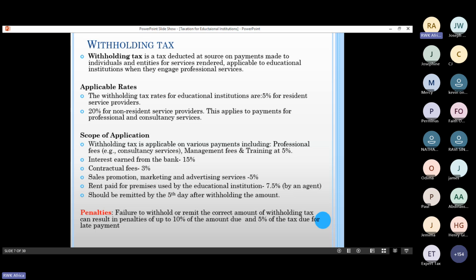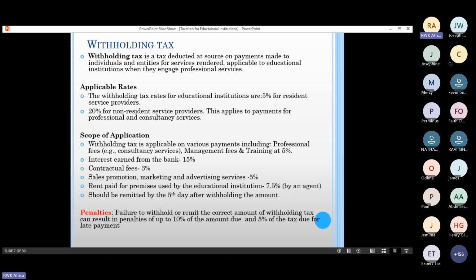to pay the tax. The withholding agent applies for the VAT only, but for the other withholding taxes, you're supposed to withhold the amount and remit to KRA before you pay for the supply of that service. So we have different applicable rates. For educational institutions, we have 5% for resident service providers and 20% for non-residents.